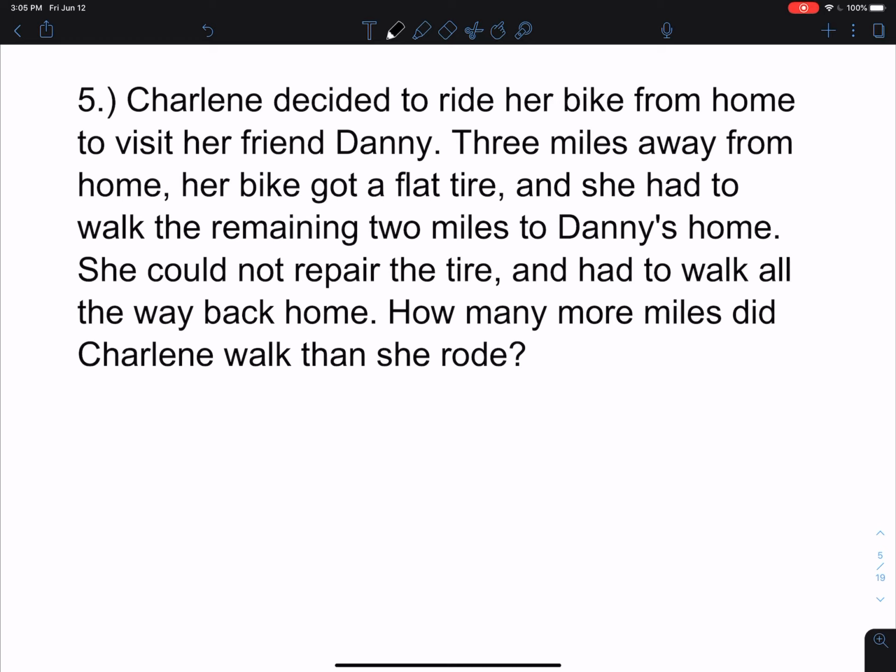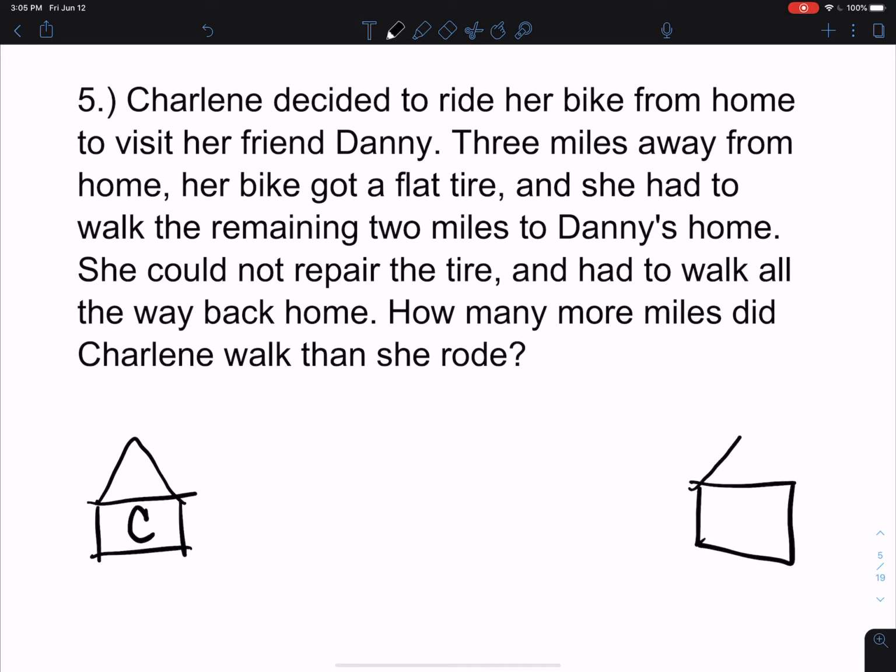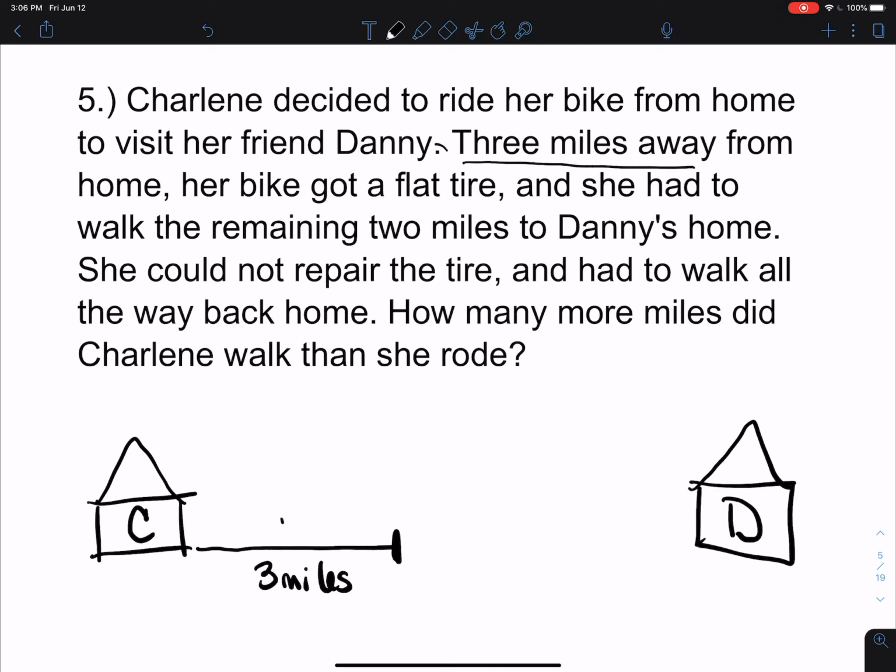So I'm going to draw a picture to try to understand what's going on here. So we have Charlene, and she started at her house. So I'll put a C on it for her house. And she said that she rode her bike from her home to visit her friend Danny. So she's going to end up at Danny's house. Now it says 3 miles away from her home, her bike got a flat tire. So she went 3 miles biking.